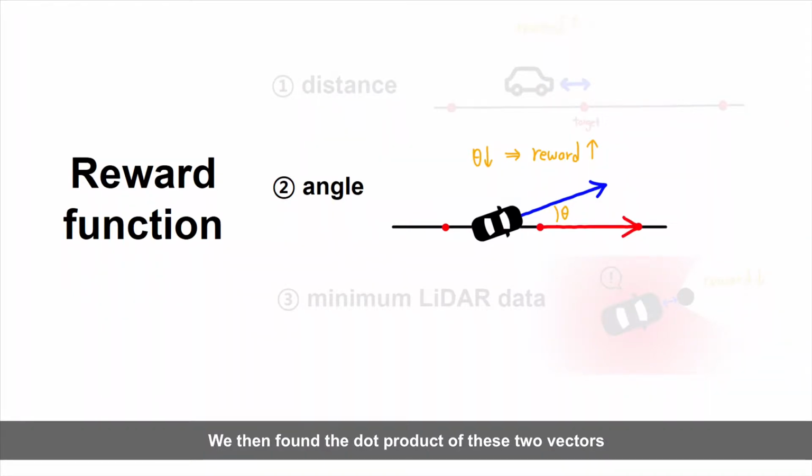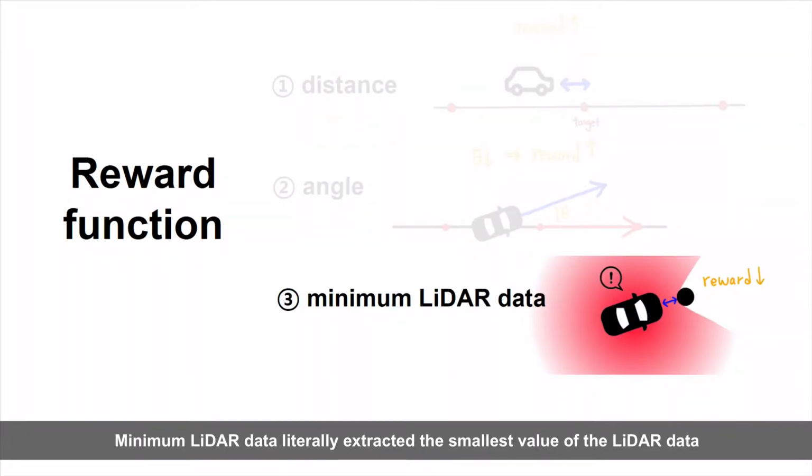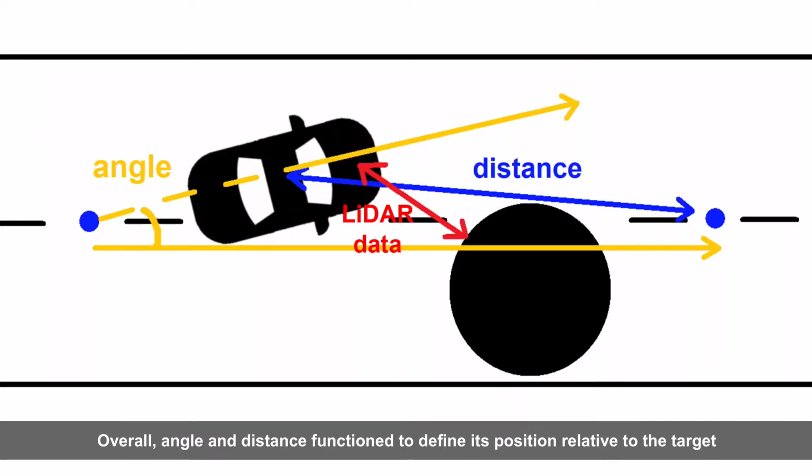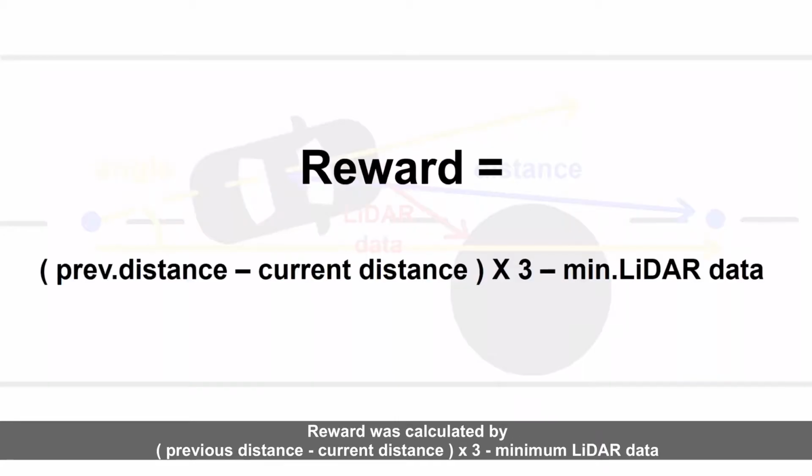We then found the dot product of these two vectors. Minimum LiDAR data literally extracted the smallest value of the LiDAR data. This was used as input to notify the car that it has confronted an obstacle. If the car crashes with the obstacle, we gave -10 as the result. Overall, angle and distance function to define its position relative to the target, and the LiDAR data to note the obstacle position. Reward was calculated by previous distance minus current distance times 3 minus minimum LiDAR data.